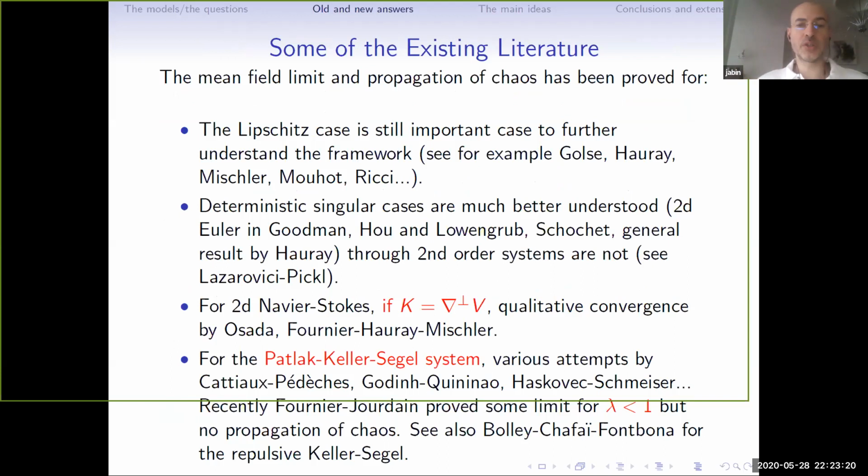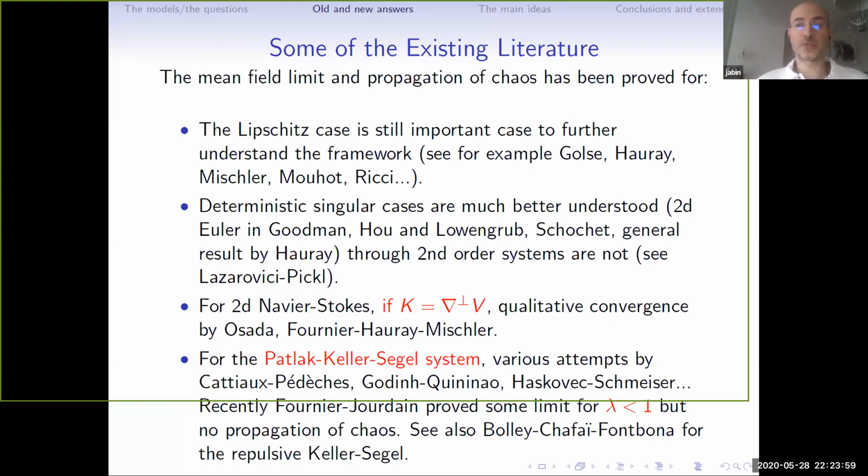There's still a relatively rich literature around this. I mean, first of all, I don't want to undersell the Lipschitz case. If you really want to understand what's going on, the type of framework you have to put, this is still very important. Something that has been very frustrating is that deterministic systems are actually much better understood with singularity than stochastic systems. And in particular, we have had the mean field limit for the 2D Euler, well, for almost 20 years now.